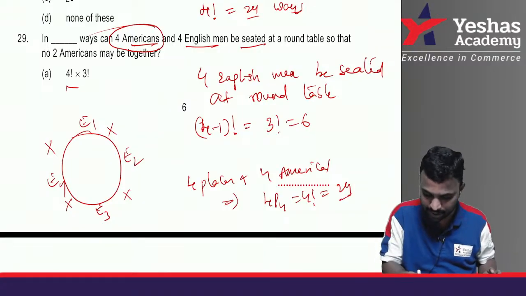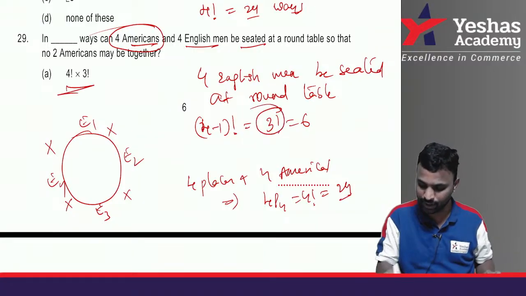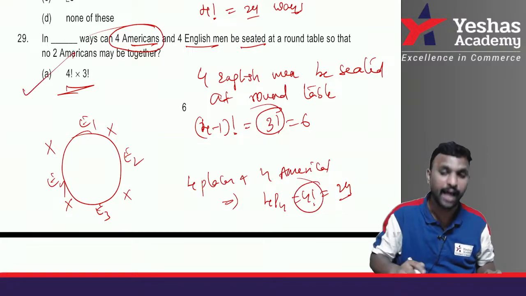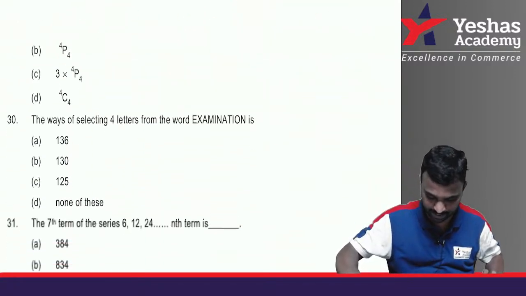So in the options they have given in terms of factorial only. So 3 factorial into 4 factorial. That means option A itself is the right answer.